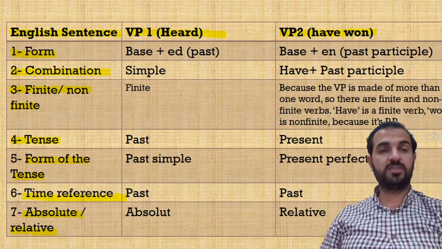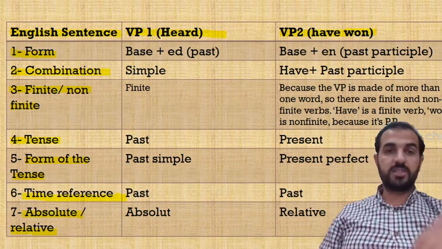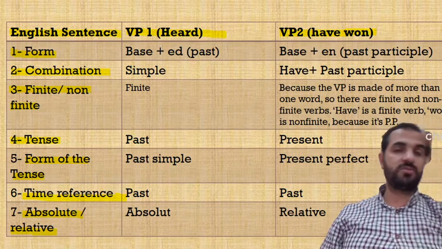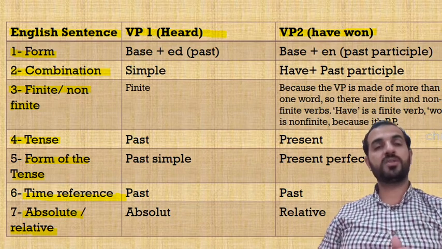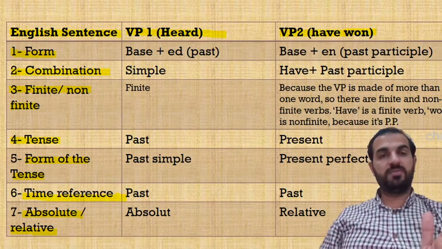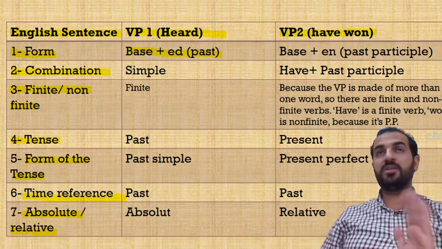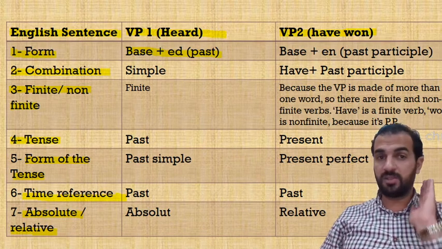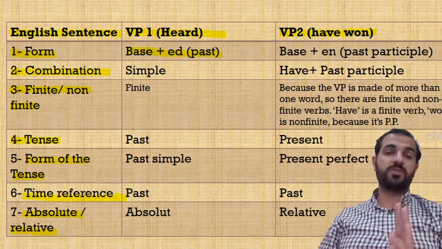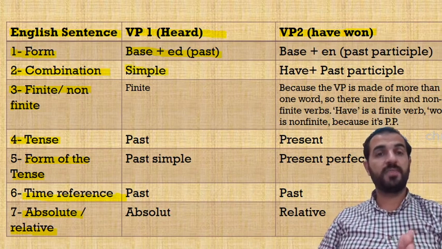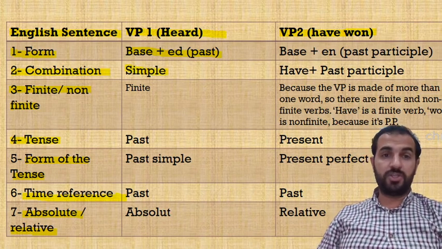Why did I do this practice as a complete one? Because we will reach it in the future and you will be able to understand it. So, the form of the VP heard is base plus ed, past. I should identify whether it is past or past participle. So, base plus ed, past. The combination is simple.